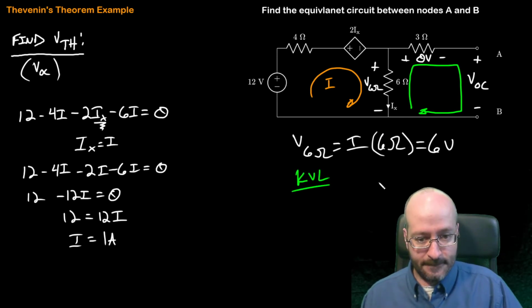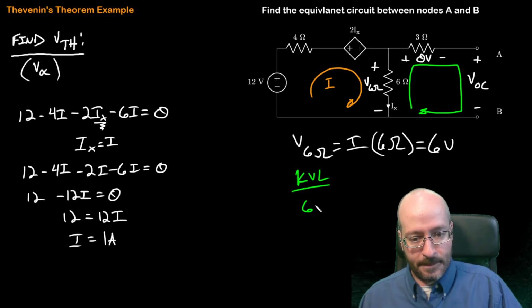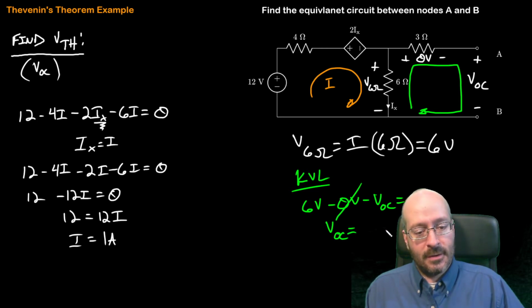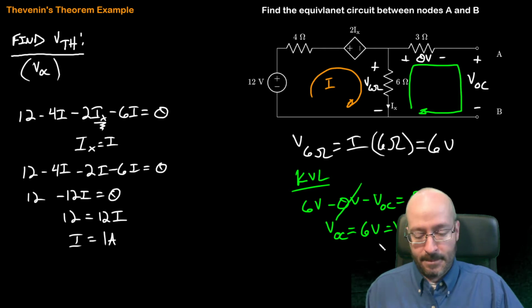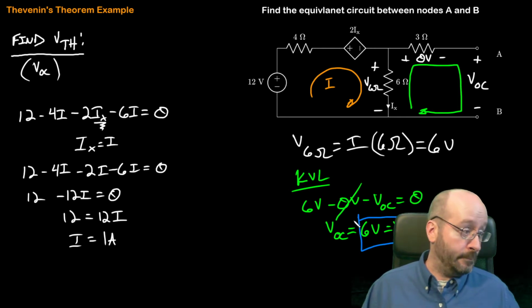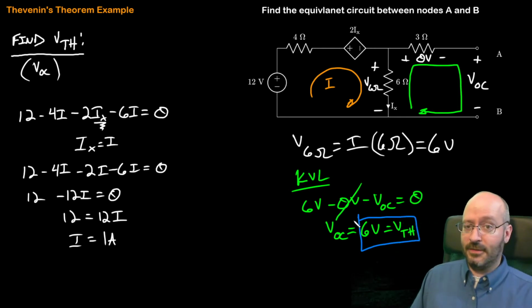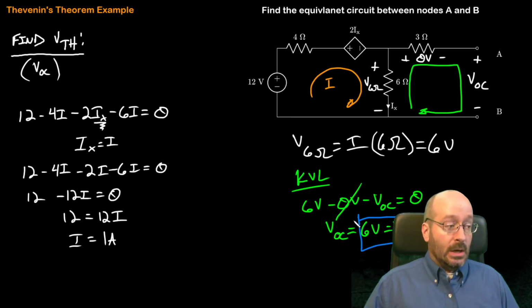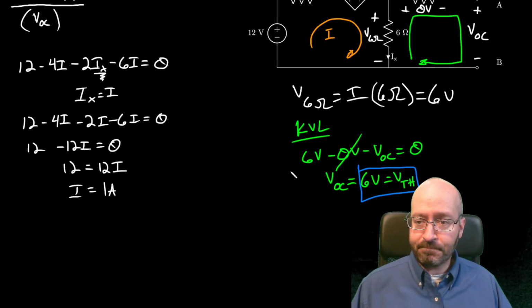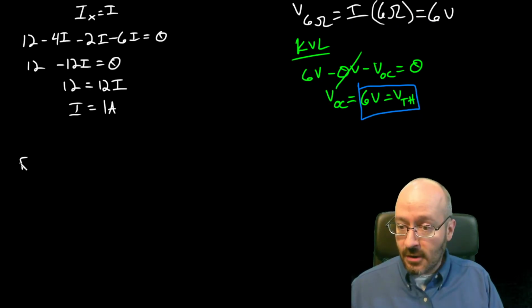all right, in green, we go up 6 volts, we go down 0 volts, and we go down V open circuit, and that's equal to 0. That drops out, solve for V open circuit, and we find that it is 6 volts, and that's equal to V Thevenin. Okay, halfway there. 6 volts, V Thevenin. All right, find V Thevenin, find R Thevenin. That's our next step here. Okay, so find R Thevenin.